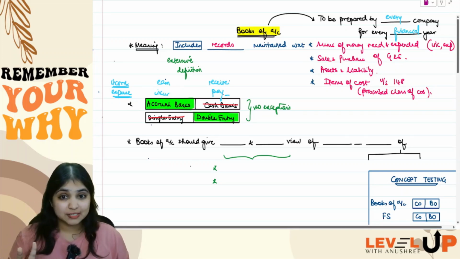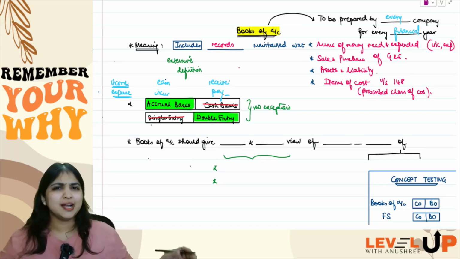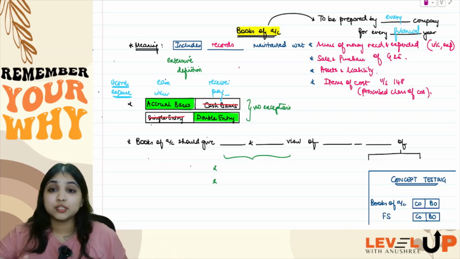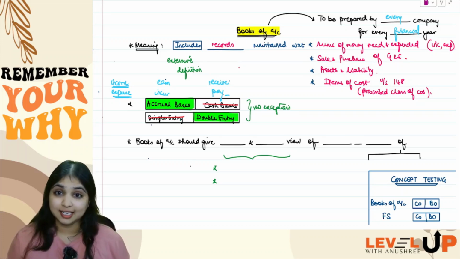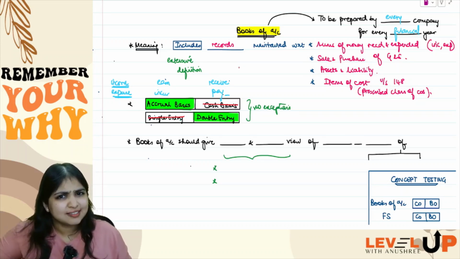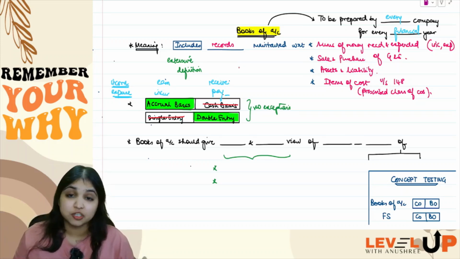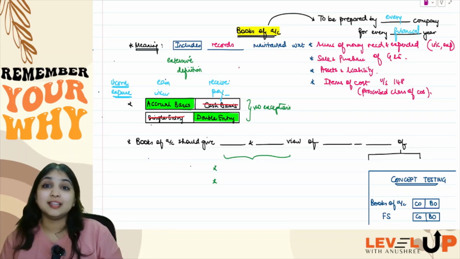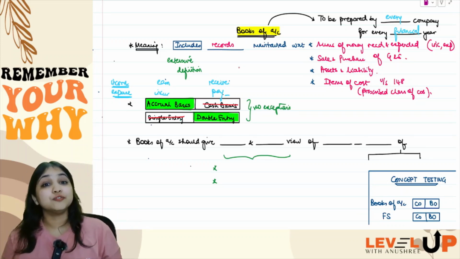Okay, so 2 points we have learnt. Point number 1, every company has to prepare books of accounts for every financial year. Point number 2, books of accounts means or includes? It includes. So exhaustive definition, extensive definition. It includes what? Records. Records relating to how many things? 4 things. What are those 4 things?